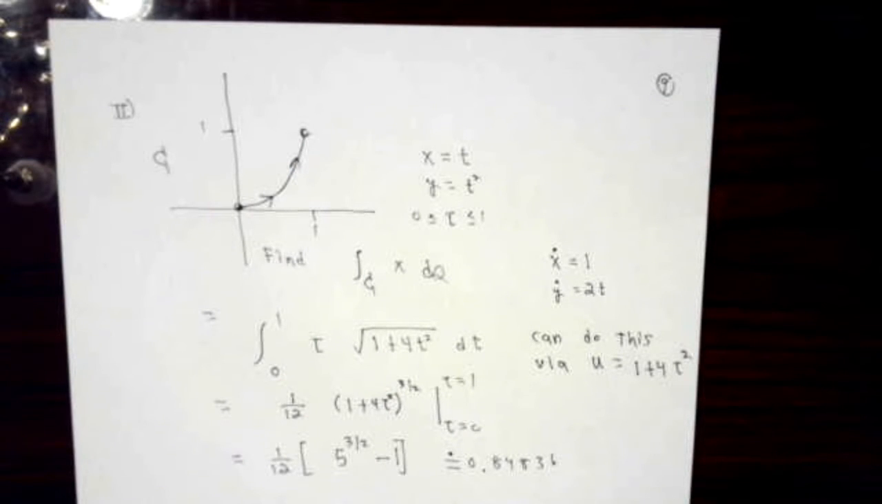You can actually do this integral in closed form by using a u substitution, where u is 1 plus 4t squared. After you do that, you'll get this for the antiderivative. One can insert t equals 0, t equals 1, and subtract. In this case, I expressed my answer in decimal at the end. It's about 0.84836. The answer we got along the straight line was radical 2 over 2, which you'll remember is about 0.707.